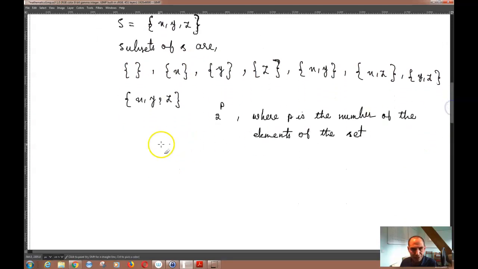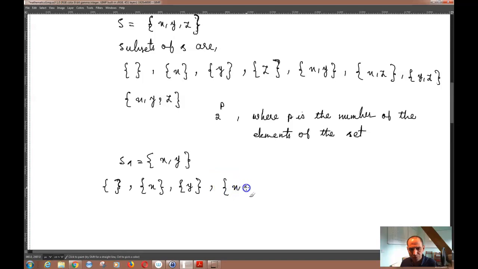Now let's say that you have some other set, for example S1, and the elements over here are X and Y. Then the subsets would be the empty set, then X, then Y, and also X comma Y, and that's it. So now if you write 2 raised to the power 2, which is the number of elements here, that gives you 4, which is the number of subsets here. So that's basically the whole story there.